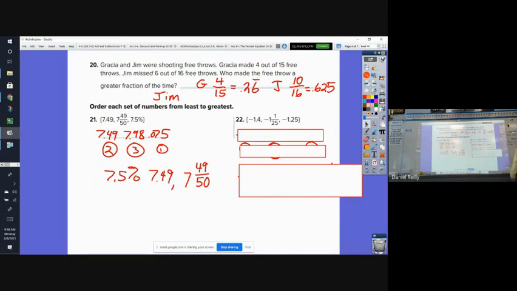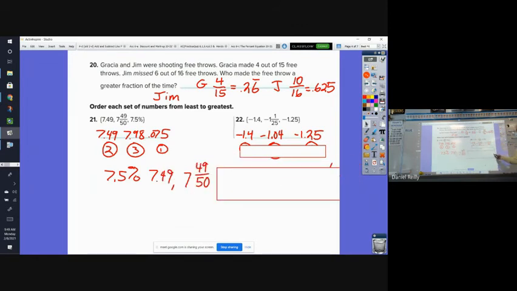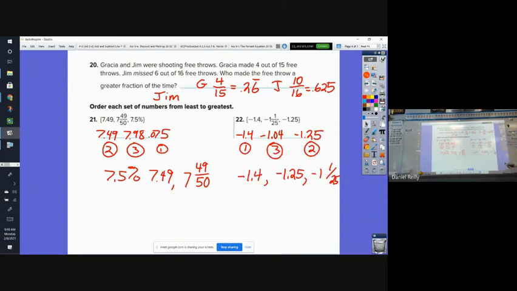Here's the spot check. These are negative numbers. 1/25 is 0.04. So again, less is more. The least of these is the biggest, and the biggest of these is the smallest. This one would be the biggest, 1.4. 1.25 is next, and then 1.04. So rewrite them in the original format. This is what I'm looking for on the spot check, that your answer looks like this: negative 1.4, negative 1.25, negative 1 and 1/25.